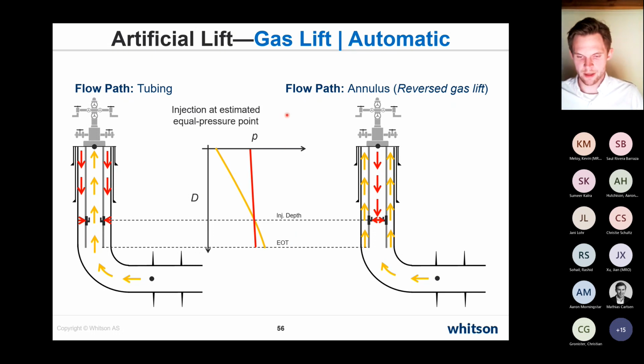So the unknown flow path together with automatic gas lift can be a very powerful tool. You don't need to know very much to get very far with a well that has gas lift if you combine those two together.